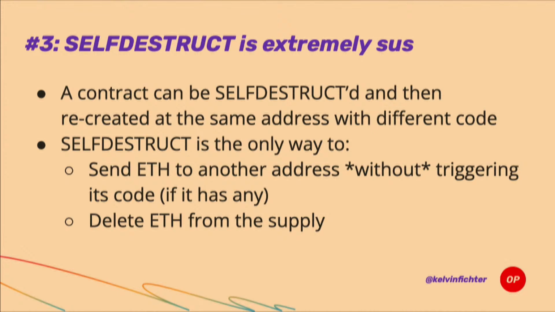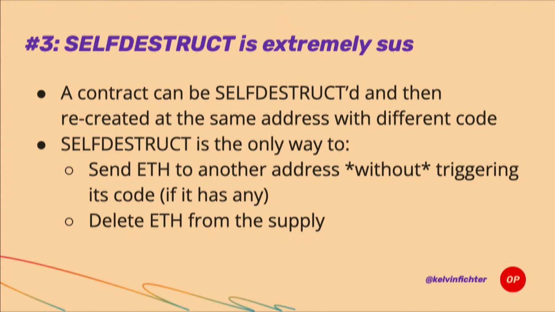It's a little terrifying, and there's definitely been situations where block explorers don't work, or you end up with a parity situation where somebody just hits the kill button or whatever, and you can't do anything about it, so be very careful with that. And then SELFDESTRUCT is the only way to send ETH to another address without triggering its code, which can be very useful if, let's say, a contract has code in it that says, when I receive ETH, revert immediately. So if you want to forcibly send ETH to somebody and they can't do anything about it, just use SELFDESTRUCT.